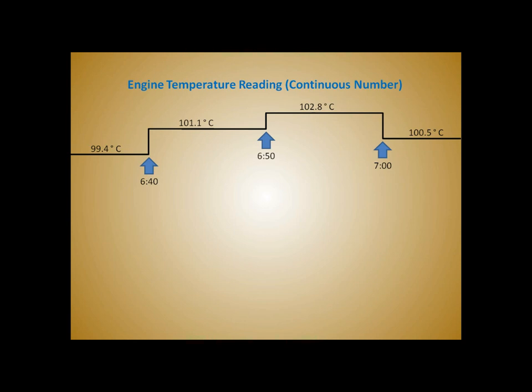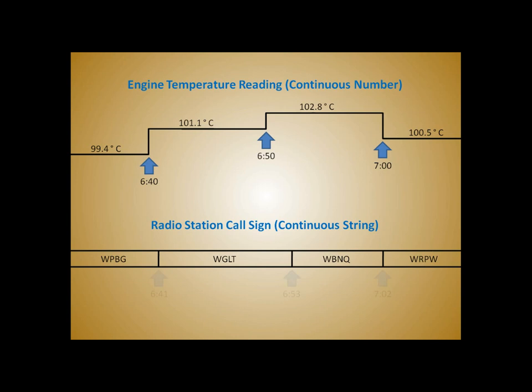While my engine's temperature is going up and down, other things about the car are changing too. Perhaps I'm a fickle radio listener. I start out listening to WPBG, then decide to switch over to WGLT at 6:41. At 6:53 I switch to WBNQ, and by 7:02 I've jumped to WRPW. In this example, the call sign of my current radio station of choice is being displayed as a continuous string.